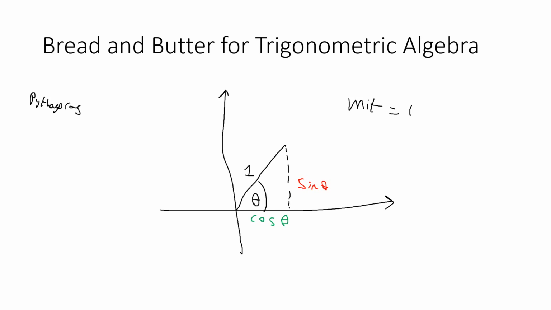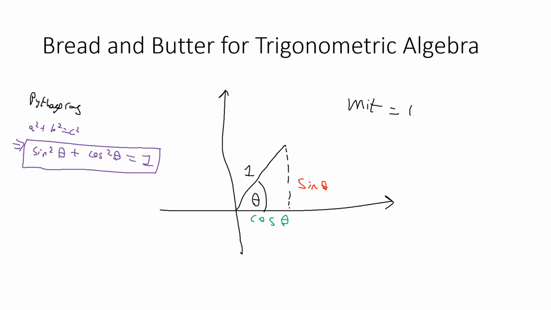We know that, I'll do this one in purple, a squared plus b squared is equal to c squared, which means that sine squared theta plus cos squared theta is equal to 1. Write this down. Very important that you know this one. This is your bread and butter, right? Your other piece, this is the bread.